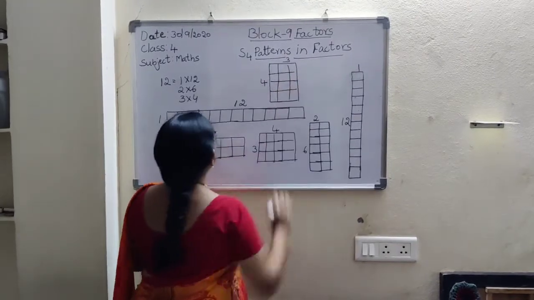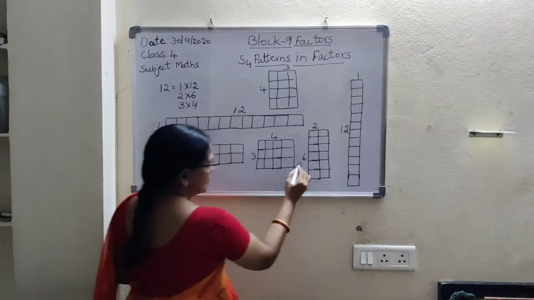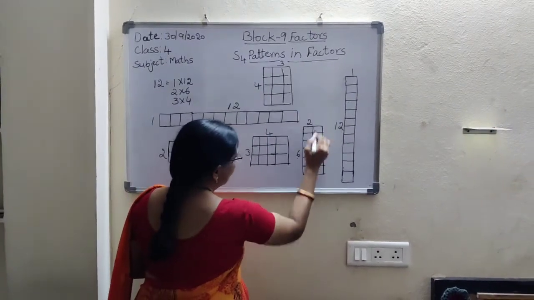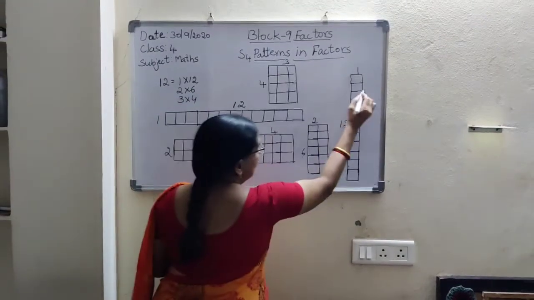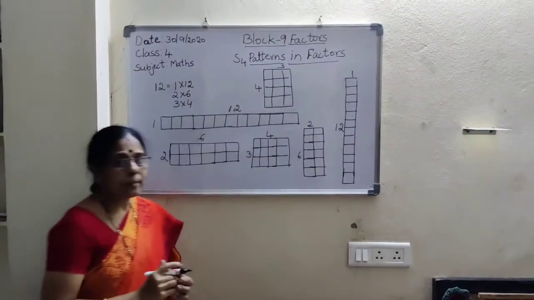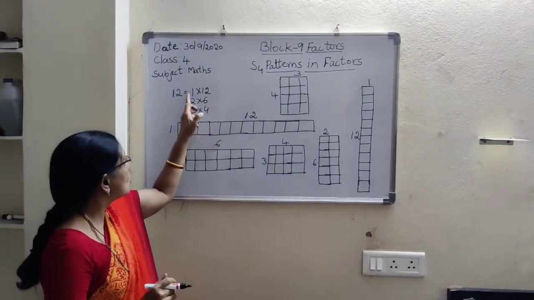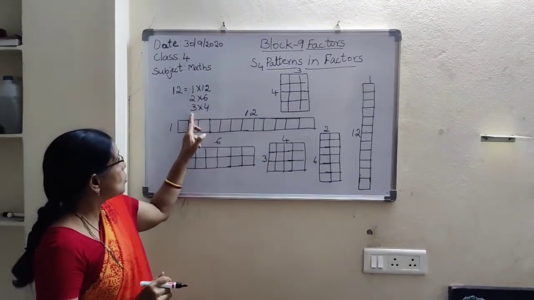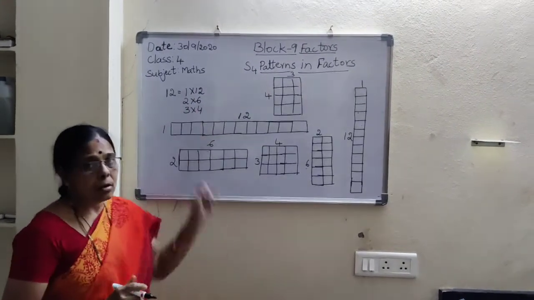3 columns. Next, 6 2s are 12: 6 rows, 2 columns. Next, 12 ones: 12 rows, 1 column. Like this you can draw different arrays, children. First you have to take this as rows and this as columns. Next, this is rows and this is the columns.